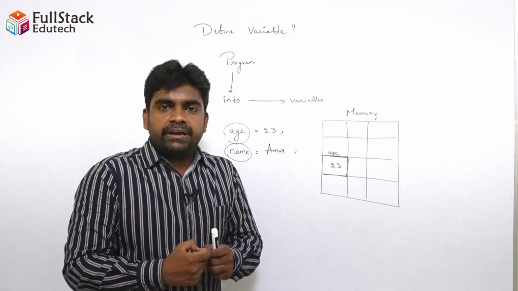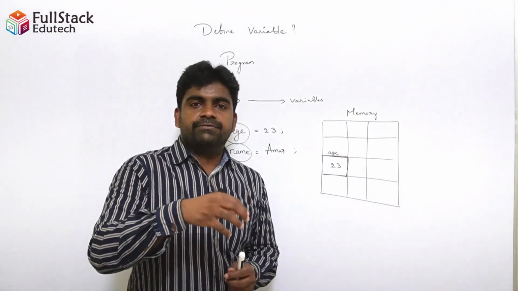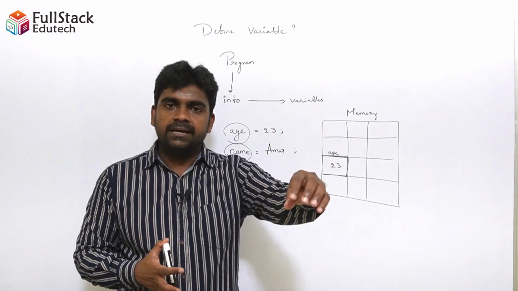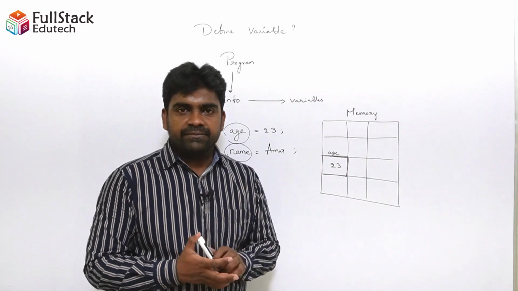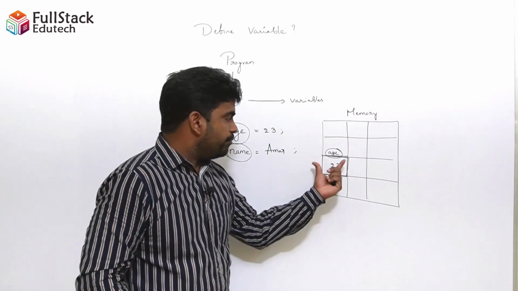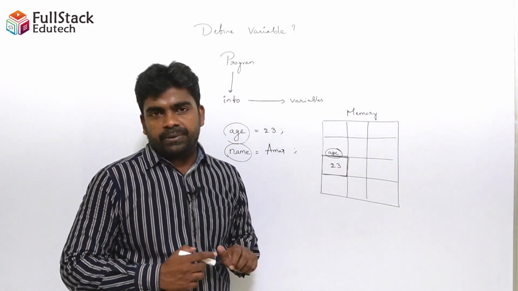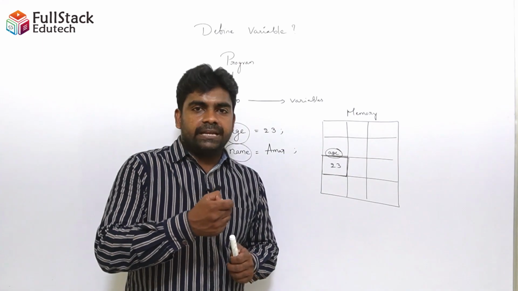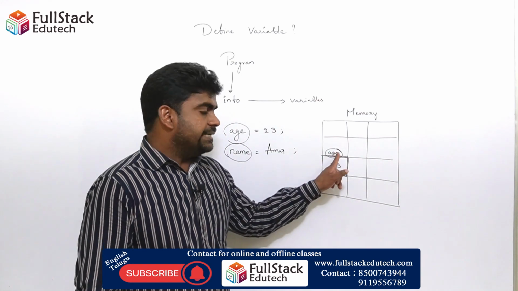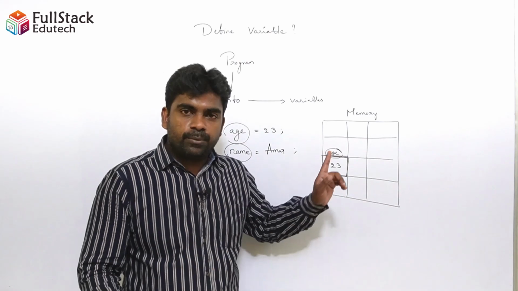How can you identify your seat? Suppose in a theater, how can you identify your seat? Using the seat number only. Then we have to go and sit in the allocated seat. In the same way, this is just a seat number, an identity of a memory location. Inside we are storing the information. So what is a variable, or define variable? A variable is an identity of a memory location, a name given to the memory location.